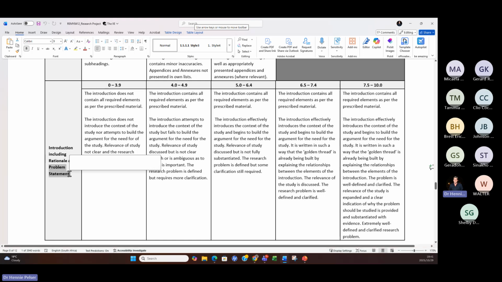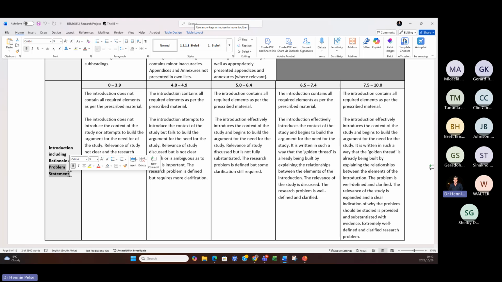Your problem statement, you should have sorted by now. In terms of the problem statement, remember we have the three components, part A, part B, part C. Part B is the most important. It's the deficiency, the shortfall, the gap. Part A is the ideal, and part C is your intention in terms of this particular research project. For example, adopting a quantitative approach using questionnaires sent to subject matter experts in whatever field.